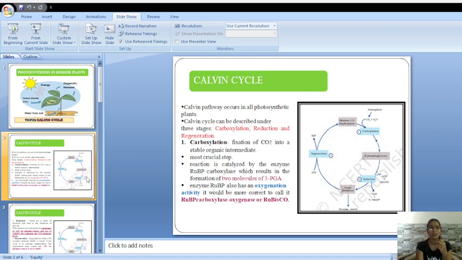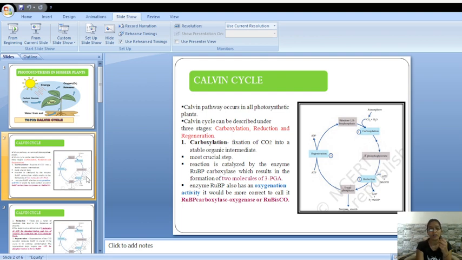Now, what do you feel when you hear the name carboxylation? It feels like it is related to carbon, right? So, what exactly takes place in carboxylation? It is the fixation of CO2 into a stable organic molecule, right? The fixation of CO2 into a stable organic intermediate is taking place in carboxylation. And it is one of the most crucial steps of Kelvin cycle. The enzyme which is used for the fixation of CO2 molecule is Rubisco.